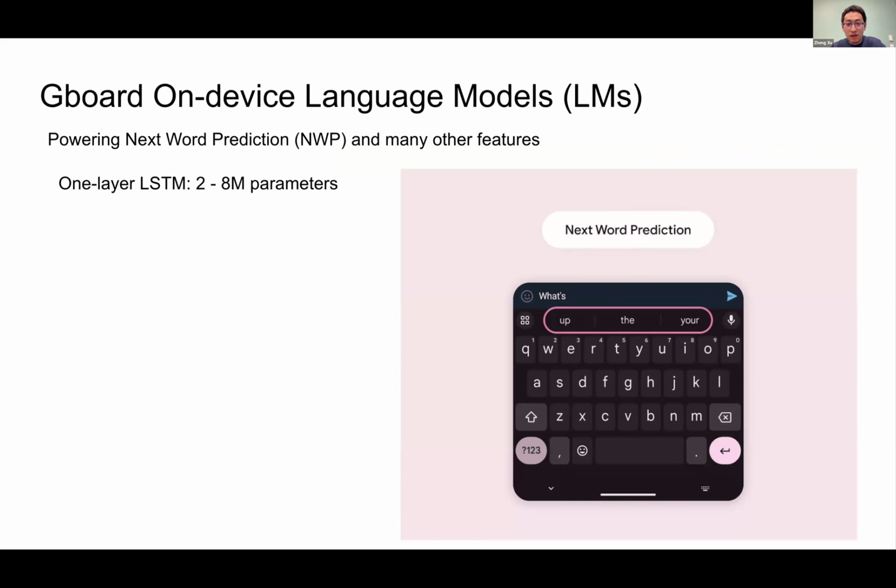Small on-device language models power a lot of applications in Gboard, including next word prediction, smart selection, smart completion, smart compose, all that. Because these are on-device models, they are relatively small compared to what we commonly talk about as language models today. They are one layer LSTM models or a variant of LSTM called CIFG, and the model size is somewhere between 2 million and 8 million parameters. The main difference between these models is the vocabulary size.